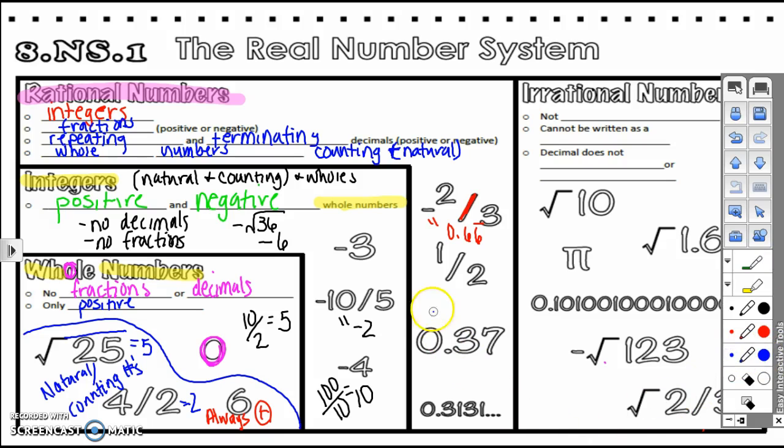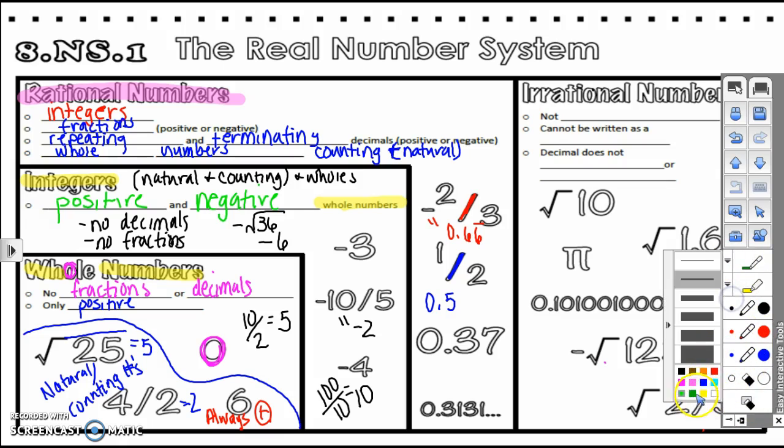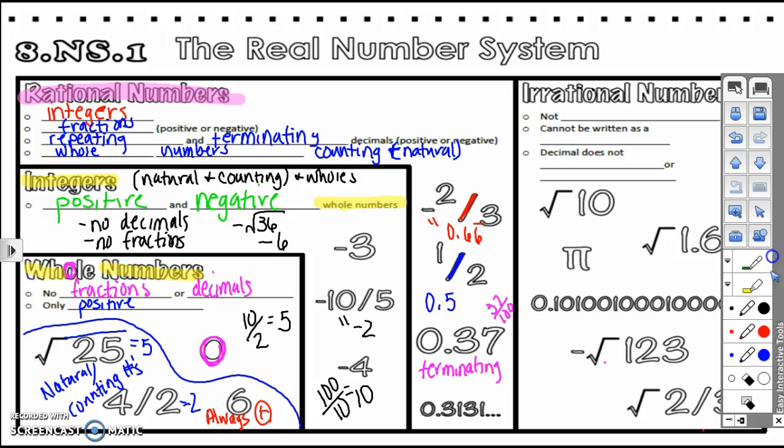1/2 simplifies to be 0.5. This is what we would consider to be a terminating decimal. Remember, 1 division sign 2 to turn it into a decimal. 0.37, if we take a look at 0.37, this is a terminating decimal. It ends. And we can also read this as 37/100. So this can be turned into a fraction as well.